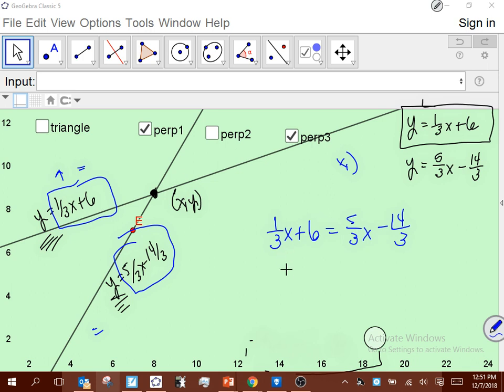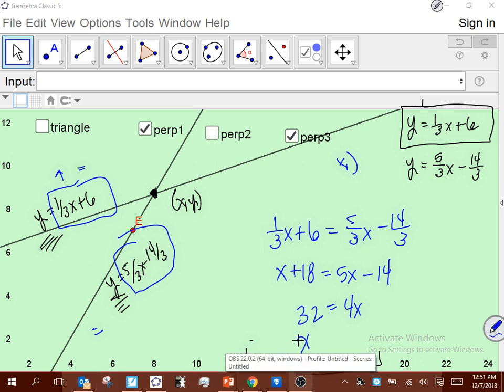Multiply everything by 3. So it's going to give me x + 18 = 5x - 14, right? Can I solve for x now pretty easily? Okay, so a lot of these guys are going to be ugly. They're not going to be real nice numbers. They'll probably be fractions. Okay? If I subtract the x's from both sides, I get 4x here. Add 14 to both sides, that's going to give me 32. This one actually turns out to be kind of nice. x is going to be what? 8.